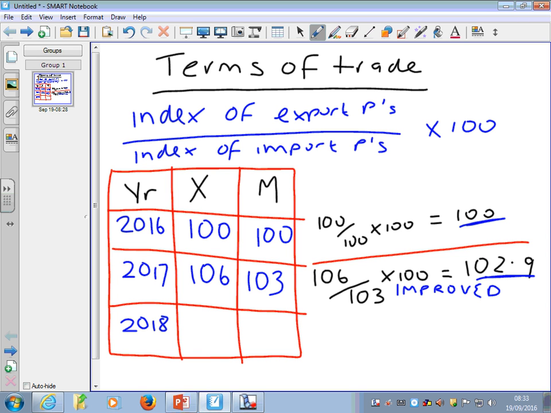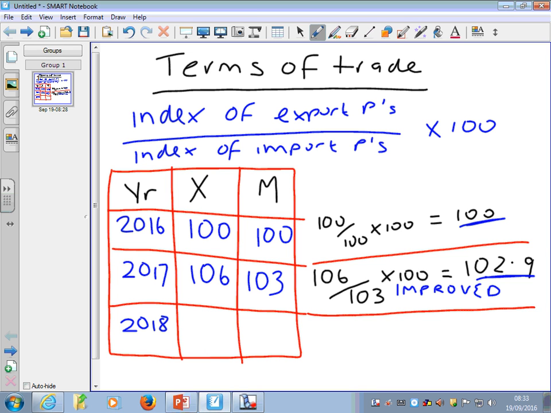What this basically means is that for our exports now, we can now buy more imports than what we could do previously. Okay, so simple example would be to say that we can now buy 2.9% more imports for our exports than what we could do before. We've got an improving terms of trade.